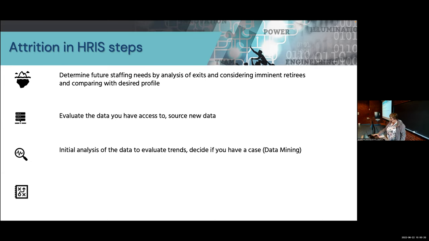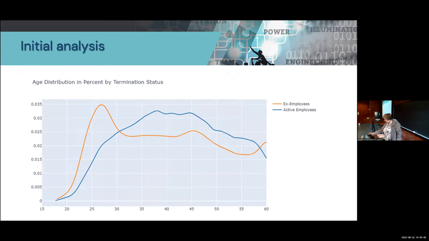Then we needed to see what data we have access to, and where we can source new, additional data that would help us answer these questions. Do we even have enough data? Do we have access to this data? Getting that access was another process. We then did an initial analysis on this data.